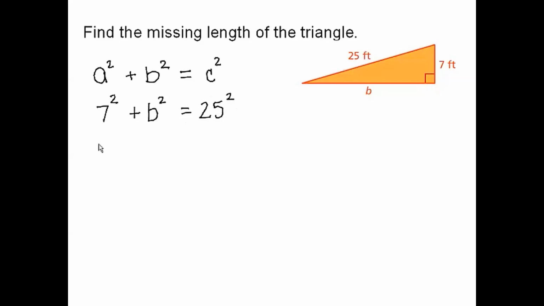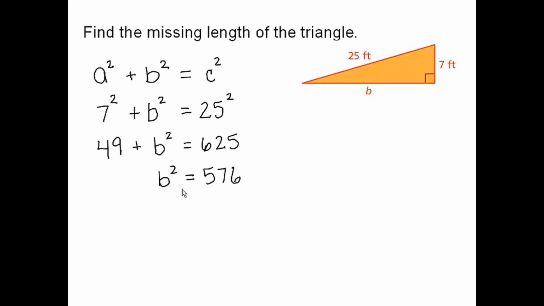7 squared is 7 times 7, which is 49. Then we keep B squared, and that's equal to 25 squared, which is 25 times 25, and that's 625. So now to get B squared by itself, we subtract 49 from both sides. So that gives us B squared on the left equal to 576 on the right side.